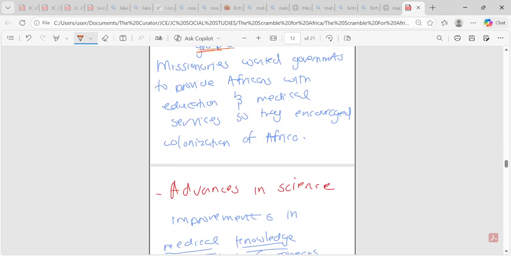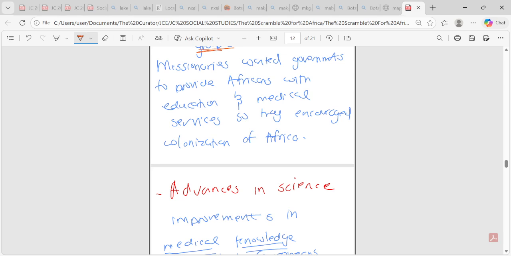Missionaries wanted governments to provide Africans with education. So there's another point. Missionaries wanted governments to provide Africans with education and medical services. So they encouraged the colonization of Africa. So some of this came from a good place.